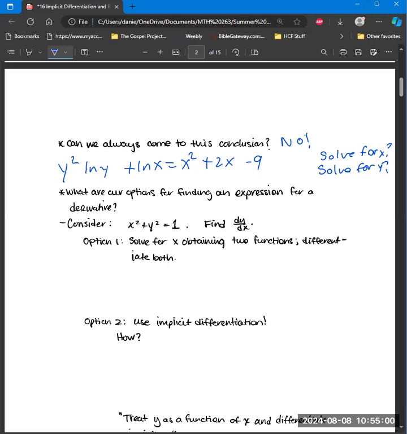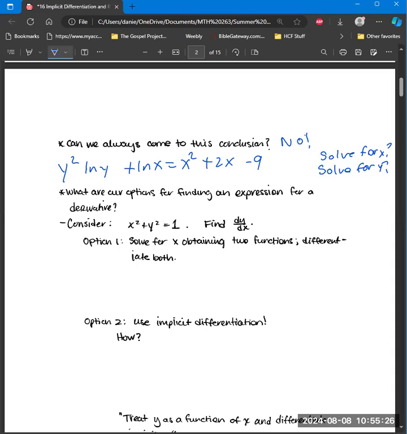And then I've got a whole lot of other mess going on. I can't get the y's away from each other. I could use some properties to try and maneuver some stuff around, but I'm still going to end up with x's and y's together, and I can't separate them. So no, it's not always possible to get an explicit definition. So sometimes we're going to have to do what we call implicit differentiation.